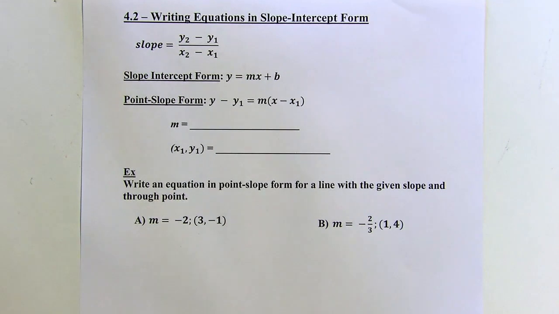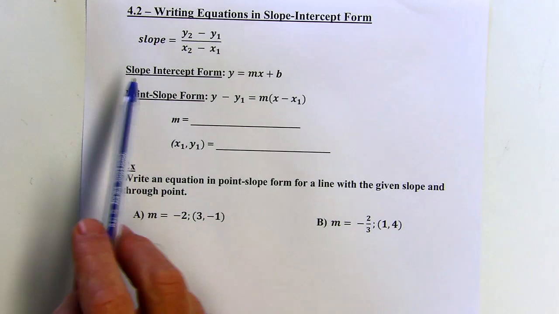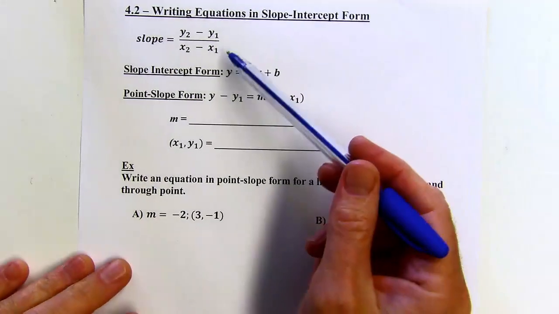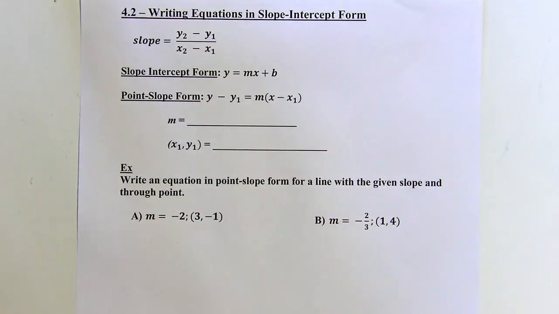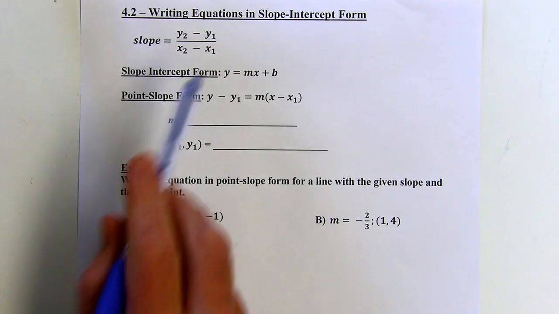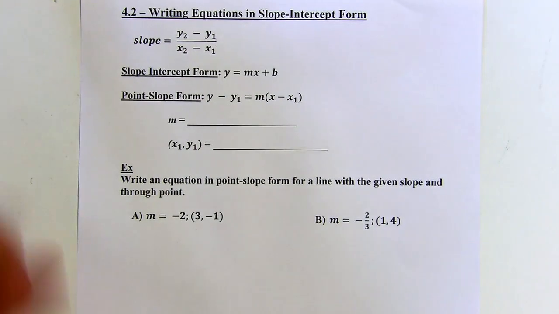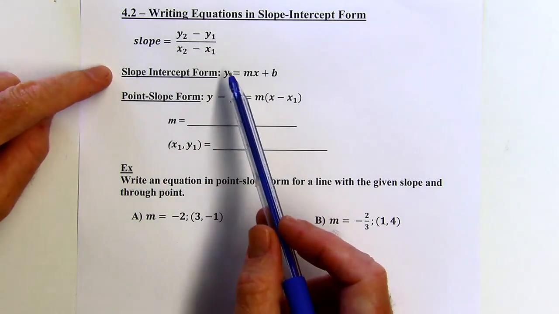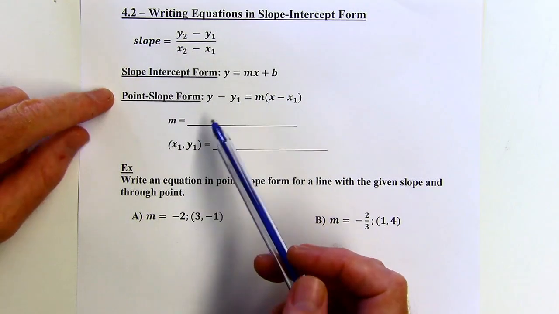Okay, here's 4.2, writing equations in slope-intercept form. All right, so here is our slope formula that we're going to use to find the slope of a line if we have 2 points the line goes through. All right, slope-intercept form, that's what we're using in the last section, is y equals mx plus b.